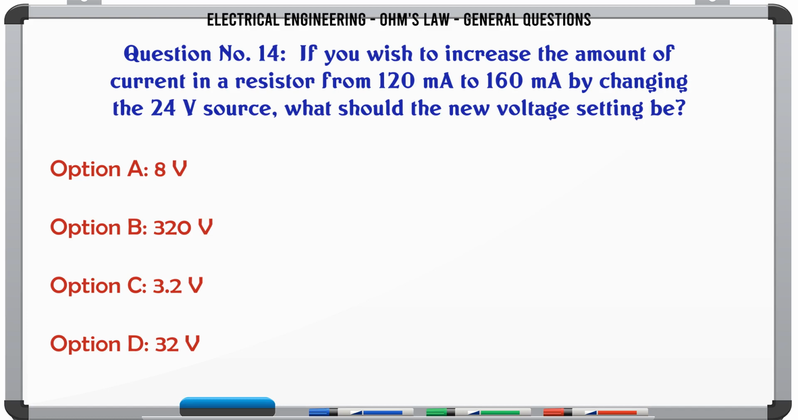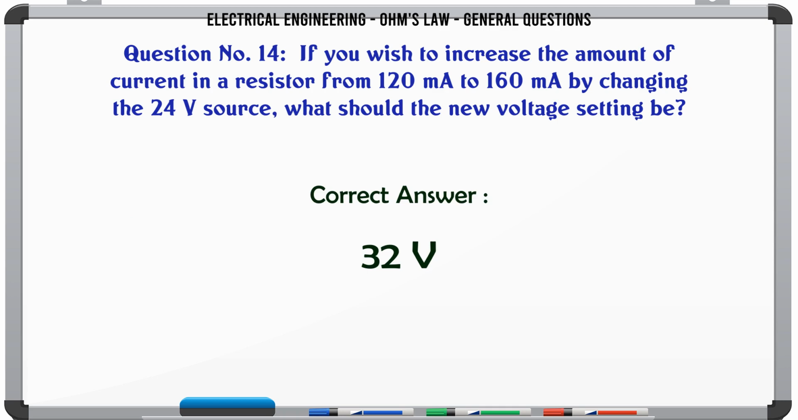If you wish to increase the amount of current in a resistor from 120 mA to 160 mA by changing the 24 V source, what should the new voltage setting be? A) 8 V, B) 320 V, C) 3.2 V, D) 32 V. The correct answer is 32 V.